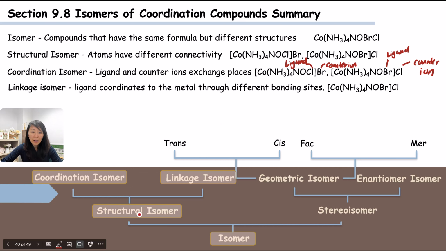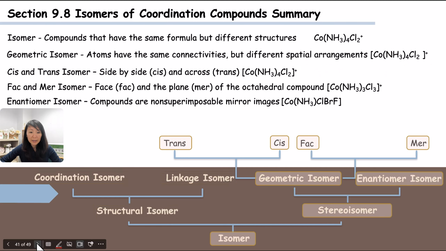Then under structural isomer, it not only goes into coordination isomer, but also linkage isomer. And they are ligands that are there, but then they're going to be arranged in different areas. Let's do another set. So on the right side of the isomer, we have stereoisomers. So stereoisomers are a little bit different in that they will branch off into two, okay?